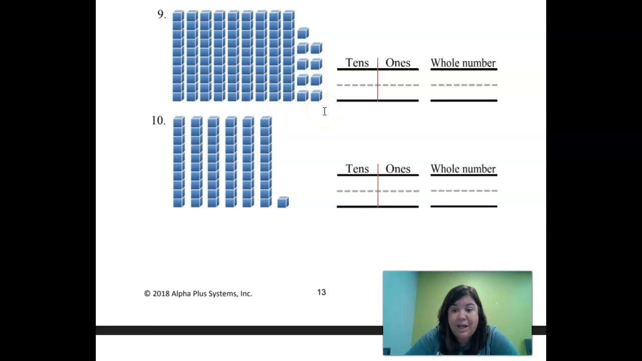And then you're going to have your independent practice and some other videos to watch on place value. So we're learning tens and ones this week. Place value, that will help us this year, okay?